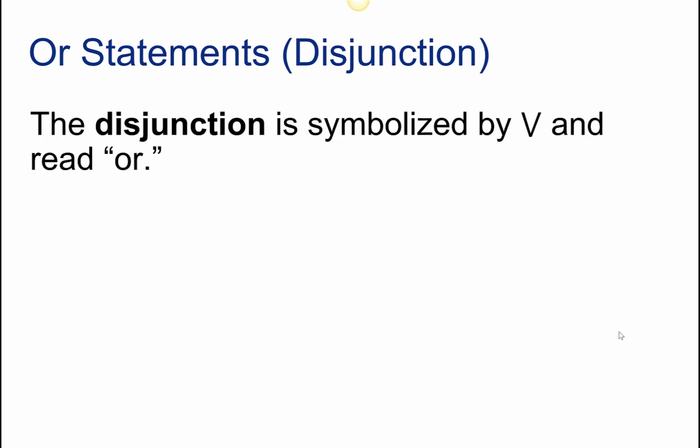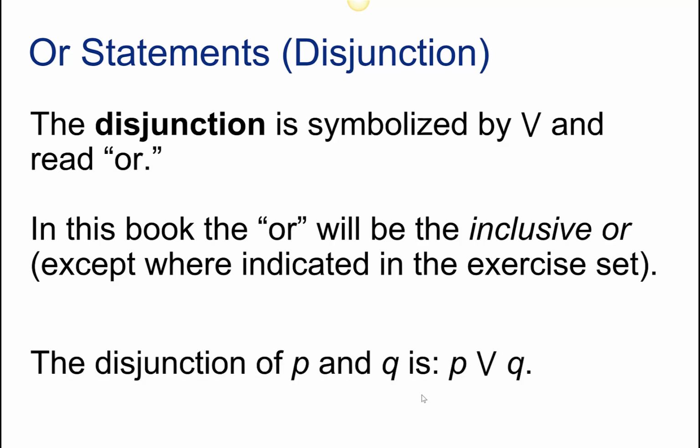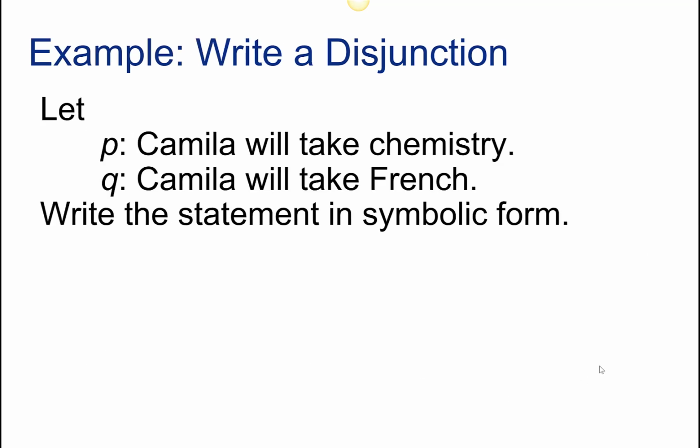A disjunction is an or statement, and this is represented here. The symbol looks like a V. And in this book, we're going to be using the inclusive, so it's going to be one or the other or both. And just as an aside for a second, a conjunction is like the intersection, a disjunction is like the union that we studied in sets. So the disjunction of P and Q is written this way.